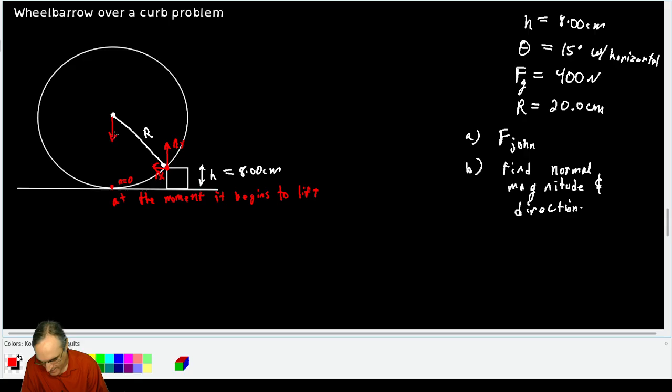We also have the 400 newtons that I was calling an FG. And then we have the fun one. We have the force due to John. So here is the horizontal direction. It is going to be 15 degrees underneath. It is going to be theta, and that is F John.